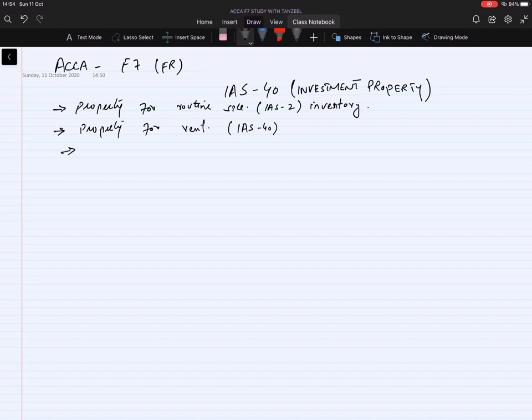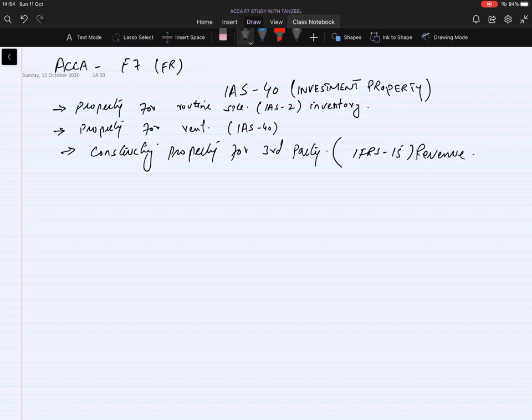But if you are constructing a property for a third party, then you book your revenue as per IFRS 15 Revenue, because you are not the original owner, and you are not going to use this property to earn rent or to sell it. You are doing some work for someone else. So you book your revenue as per IFRS 15.